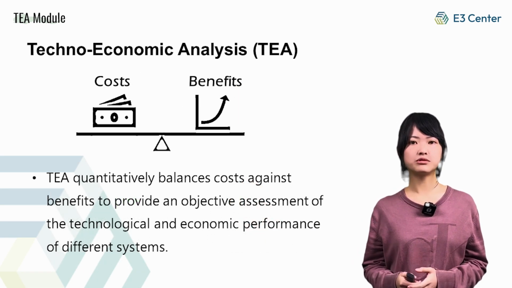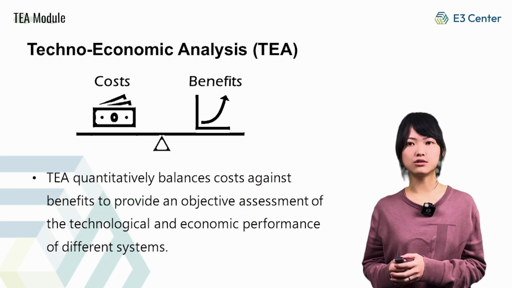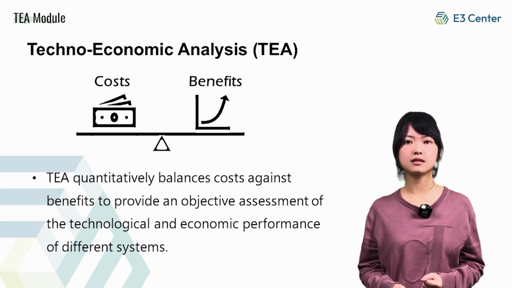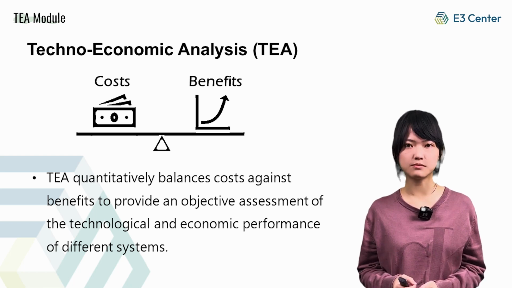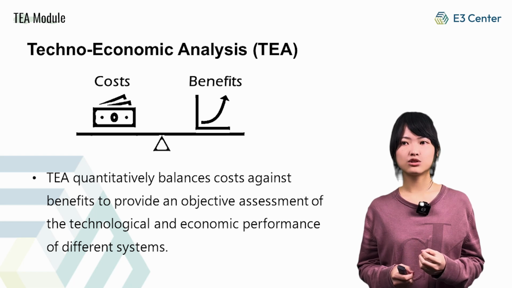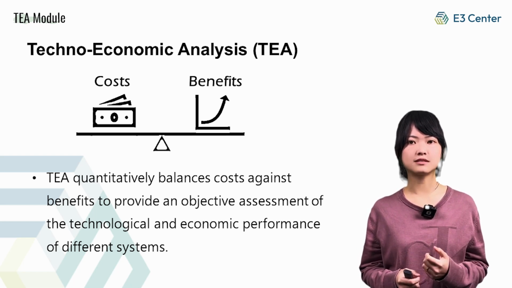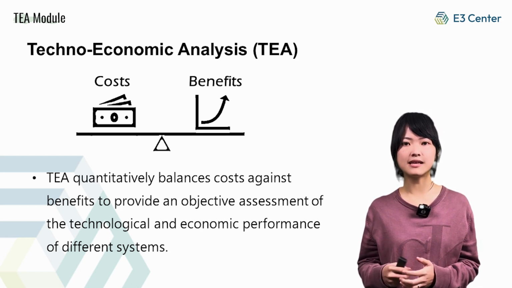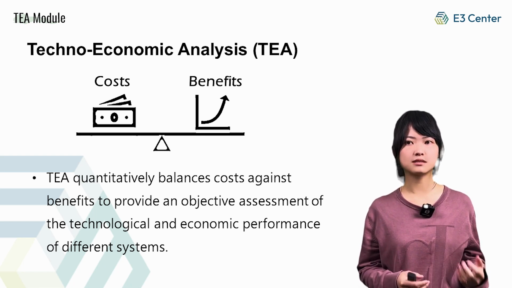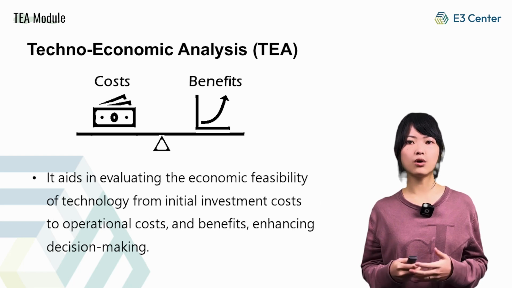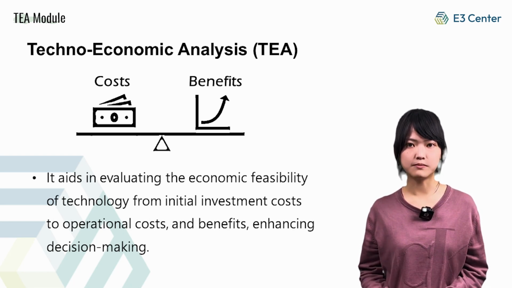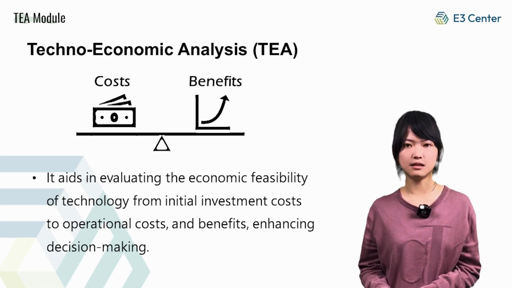So, what is TEA really about? TEA is a method used to quantitatively evaluate and balance the costs and benefits of various technological systems. The objective here is simple but profound: to provide a clear, objective assessment that helps us to see beyond the initial cost to the long-term economic benefits of sustainable technologies. It is all about ensuring our solutions are not just technically feasible, but also economically sustainable.